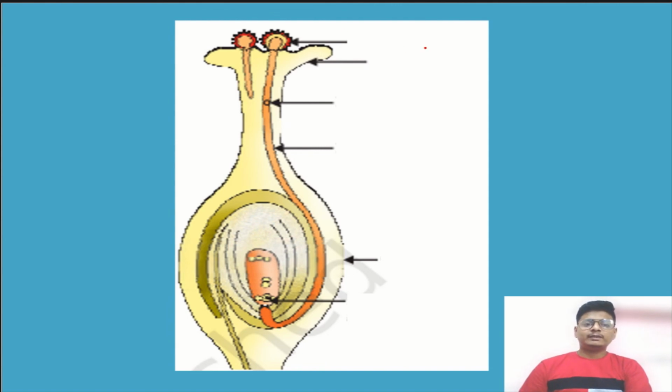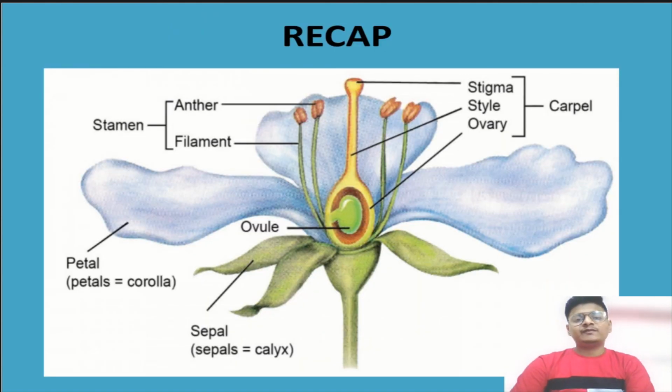Now you all have to label this diagram. In the first, the male gamete is there. This is the stigma, then the male germ cells, then the pollen tube, then this is the ovary, and fusion is taking place over here. Okay students, now this is the recap. We studied different reproductive organs of flowering plants: the pistil, or carpel, the female reproductive part, and the anther and the filament, which are parts of the stamen, the male reproductive part.